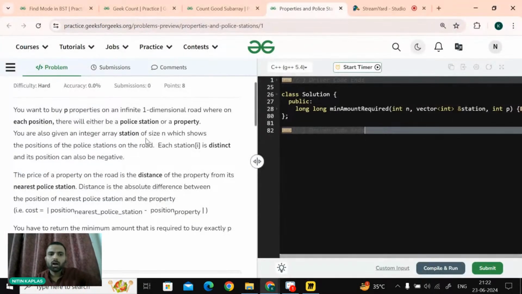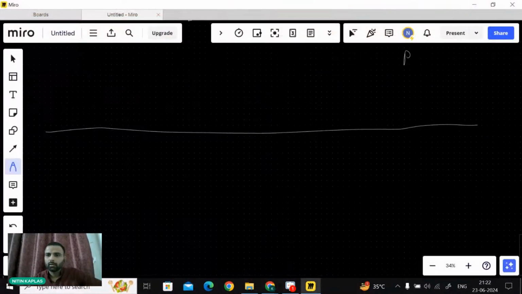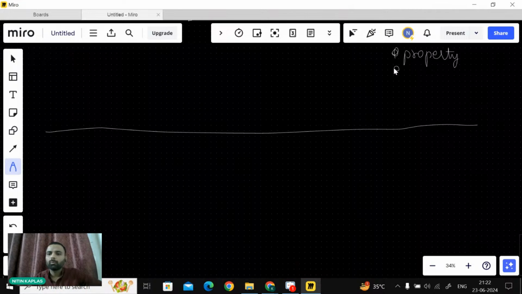My drawing is not good. It's a 1D dimension. As the question said, you have either a police station or a property. So let me write here, either we have property or police station.